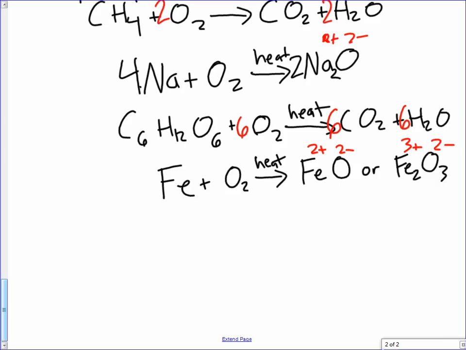Okay, so that's it for types of reactions and predicting the products. If you're still having trouble, there's a lot out there, so just go look for more practice. It's definitely there.